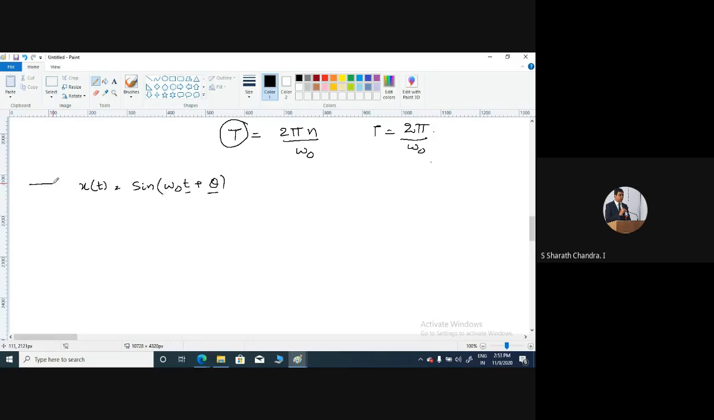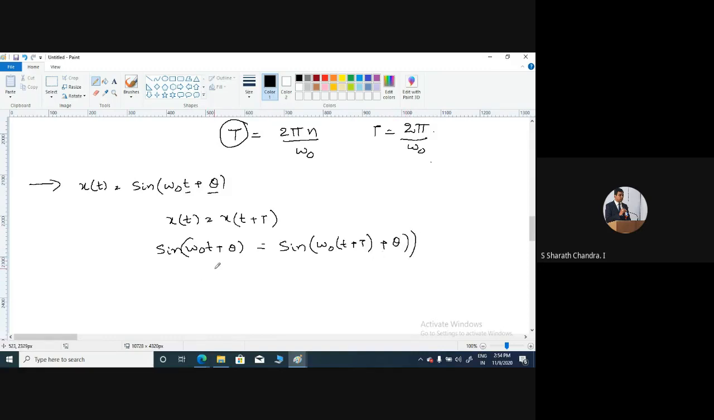And now I am interested in verifying whether this continuous time signal x of t is equal to sine of (omega naught t plus theta) is periodic or not. And if it is periodic, let us also find its fundamental period. Since x of t is given as sine of (omega naught t plus theta), in order to verify whether it is periodic, I just need to check the relation x of t is equal to x of (t plus capital T). Now, x of t is sine of (omega naught t plus theta), and I substitute t plus capital T in the place of t. Therefore, this results in omega naught of (t plus capital T) plus theta.